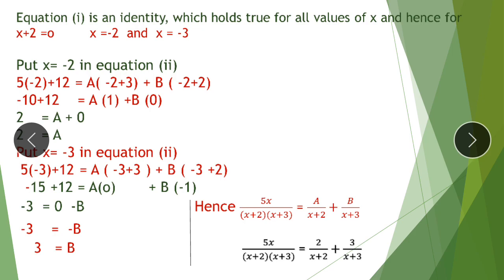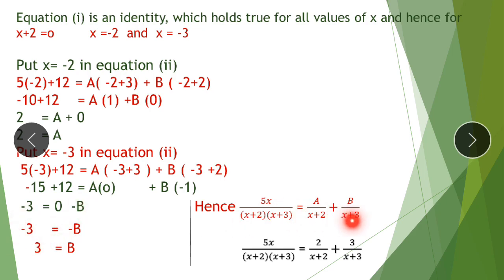Now the next value of x is 3, so again we will put it in equation number 2. Instead of x we put minus 3 and minus 3. As a result, a will be multiplied with 0, so it will be 0, and minus and minus, and b times 1 is b. So the value of b will be 3. Minus and minus will get cancelled.